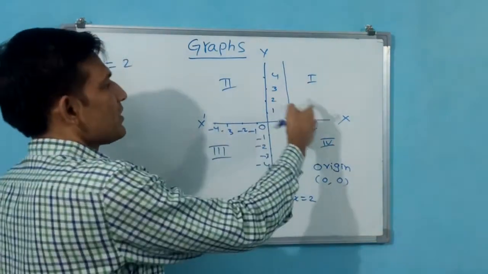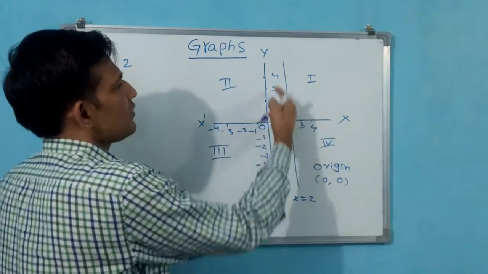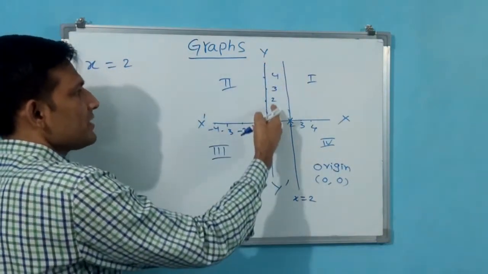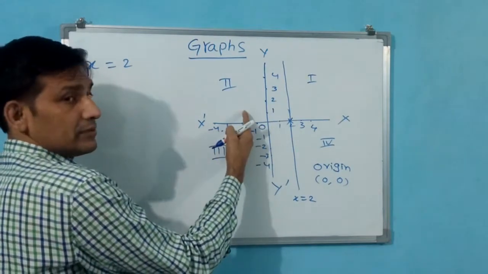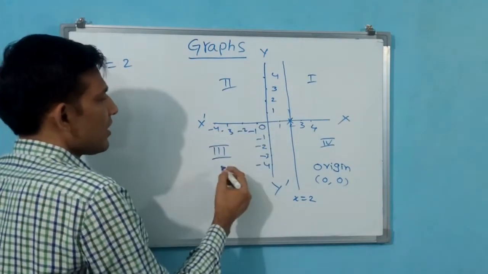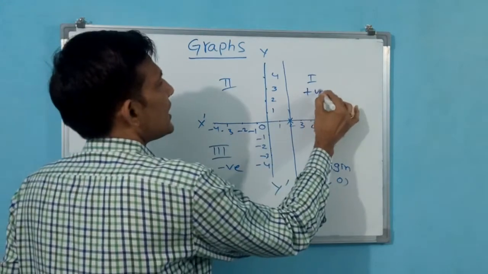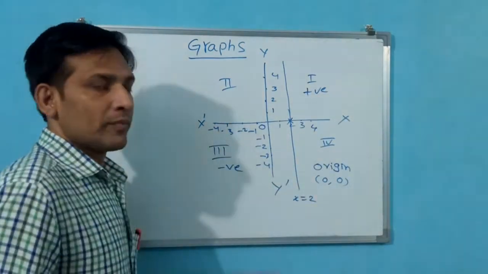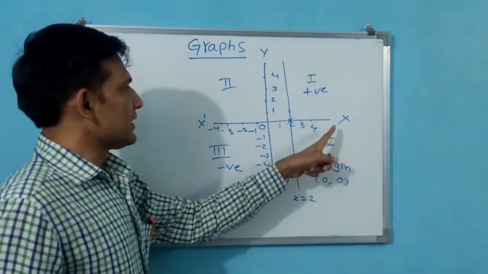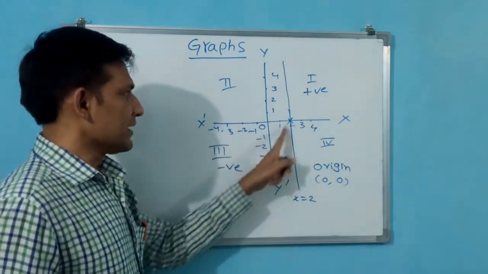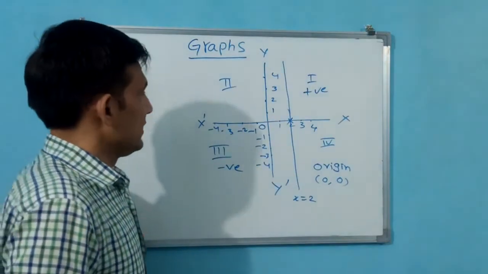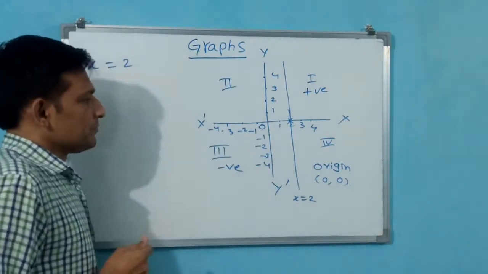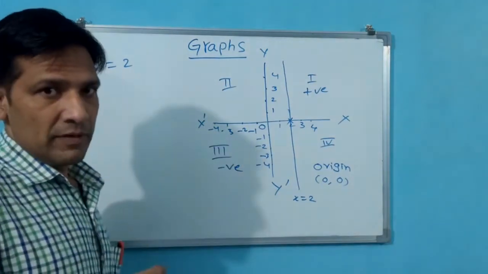In the first quadrant, all are positive: x is positive, y is positive. In the second quadrant, y is positive but x is negative. In the third quadrant, all are negative: x negative, y negative. In the fourth quadrant, x is positive but y is negative. Like that you have to understand the graph. This is the x is equal to 2 graph.